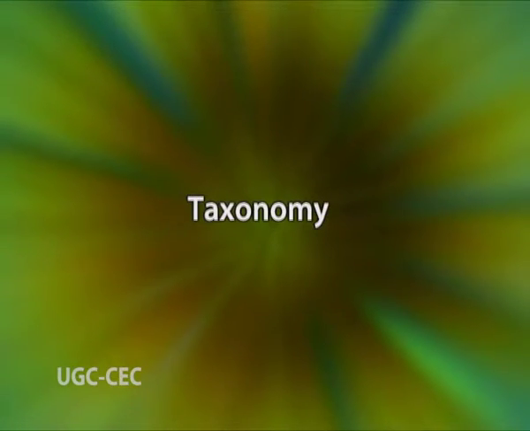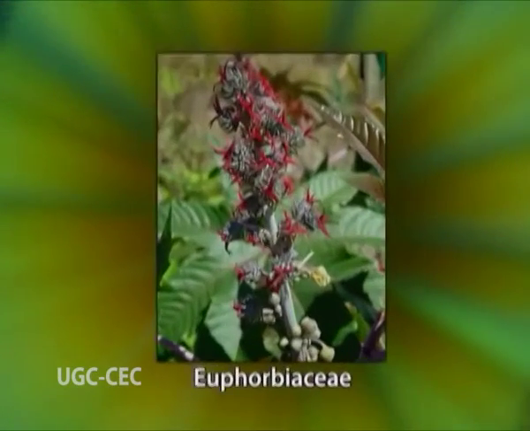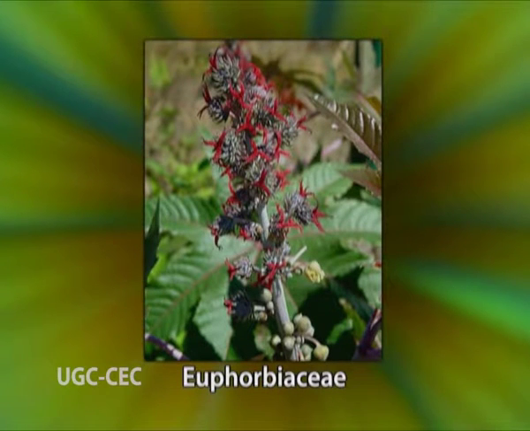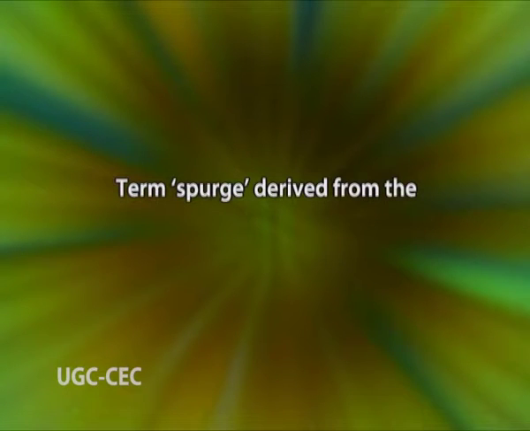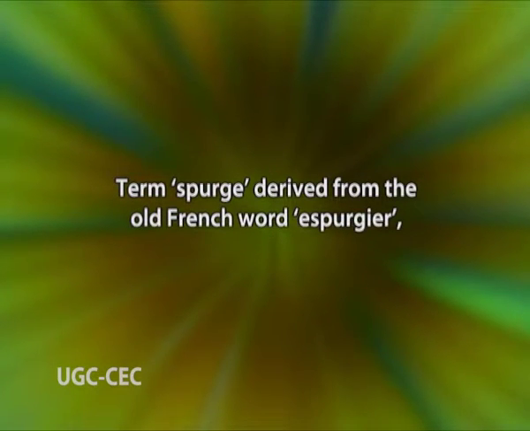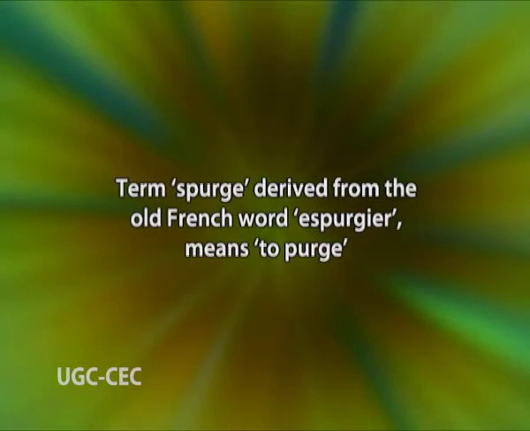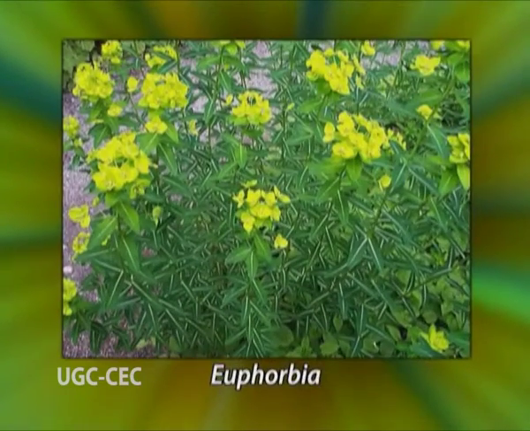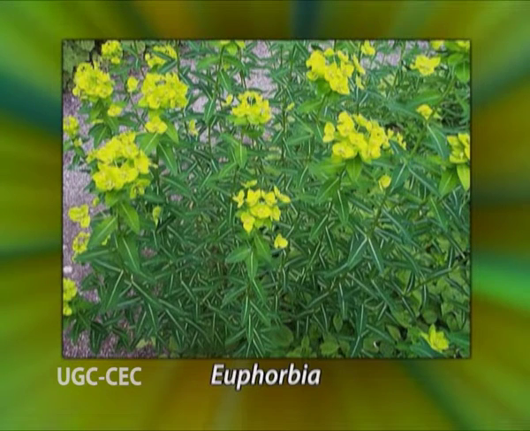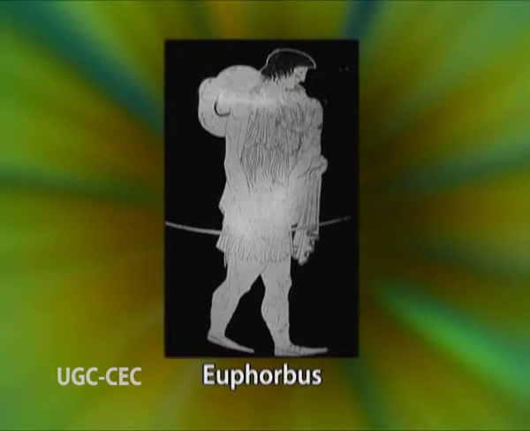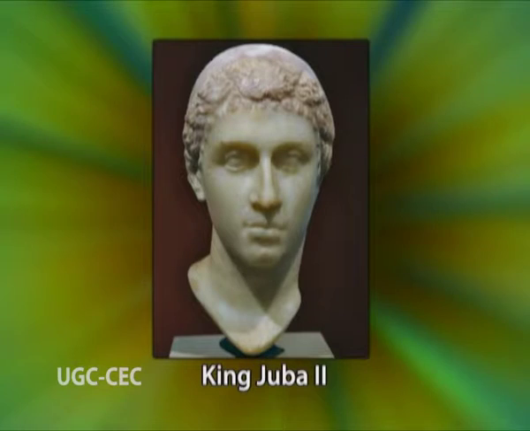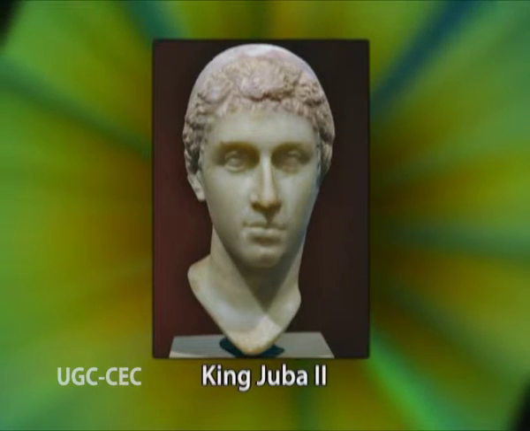So, number 1 taxonomy. The Euphorbiaceae is commonly known as spurge family. The term spurge is derived from the old French word espurgier, which means to purge. The family takes its name from the type genus Euphorbia. The latter has origin from Euphorbus, who was Greek physician to the king Juba II of Mauretania.